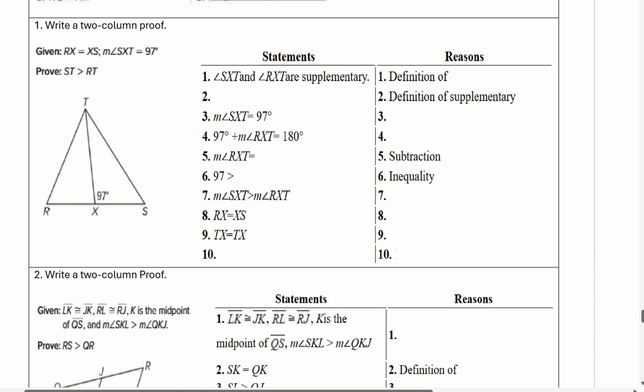They're supplementary because that's a linear pair. This is the definition of a linear pair, this angle and that angle. Linear pairs are supplementary, and because they're supplementary, the two angles must add up to 180.